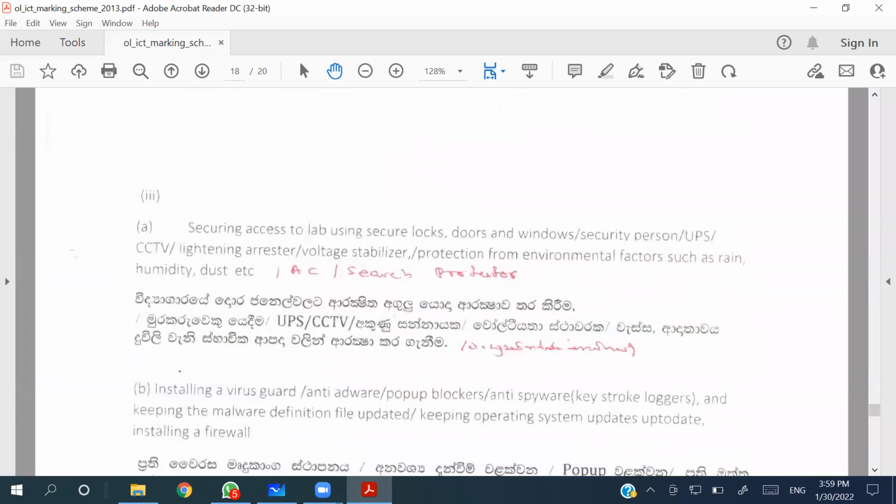Securing access to the lab using secure locks, doors and windows. Using a security person. Using UPS. Using CCTVs. Lightning arresters or the voltage stabilizers. Or you can say surge protectors. Right? Protection from environment factors such as rain, humidity, dust. Those can be taken. One of those can be taken as the logical security.